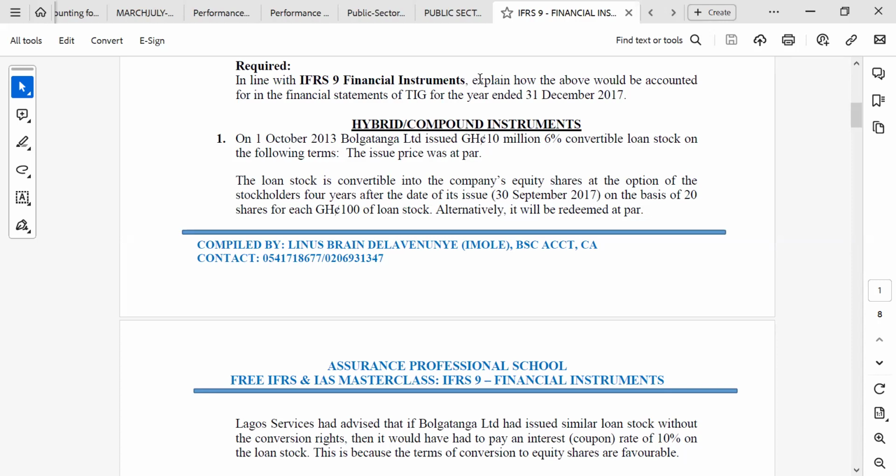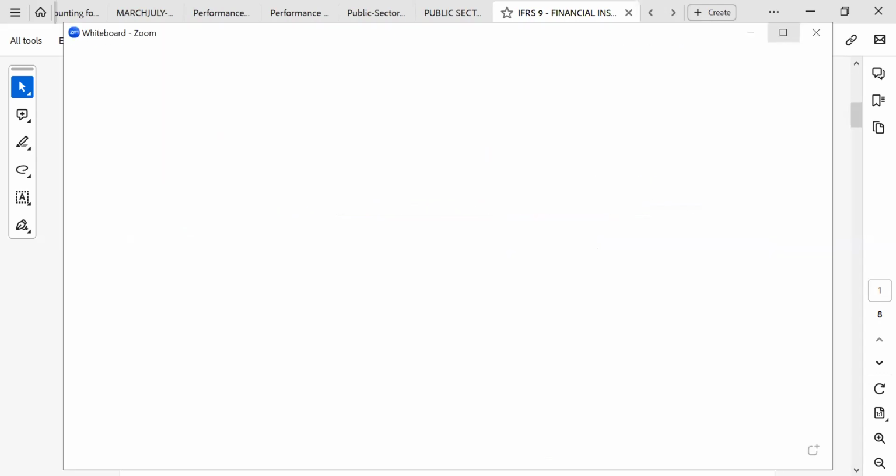Okay, so I will say something here that you have to take care of. Okay, so for the convertible instruments, the holders can only convert into equity when the conversion value is likely to be higher than what? The redemption value. What do I mean by the conversion value?